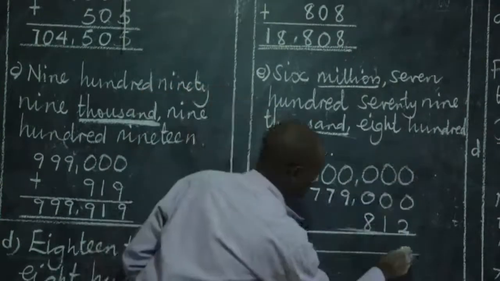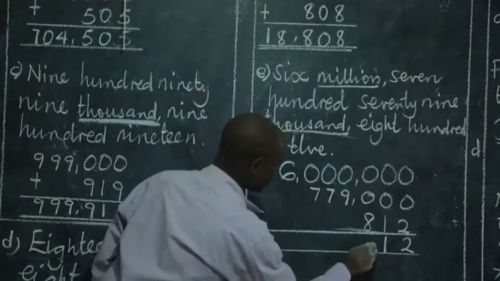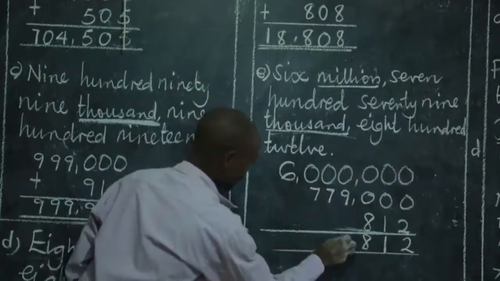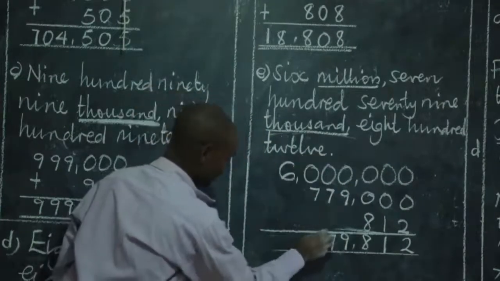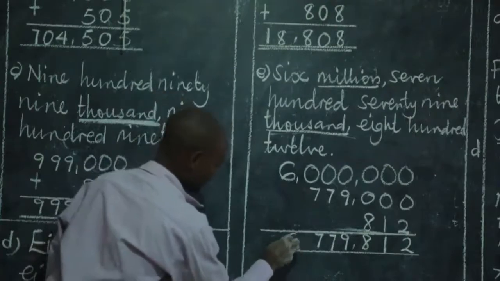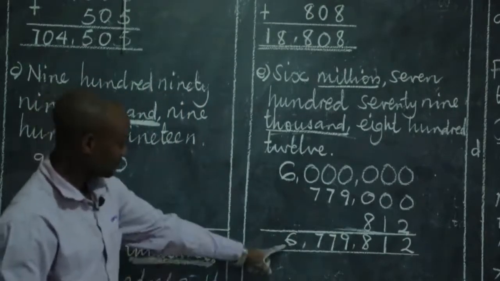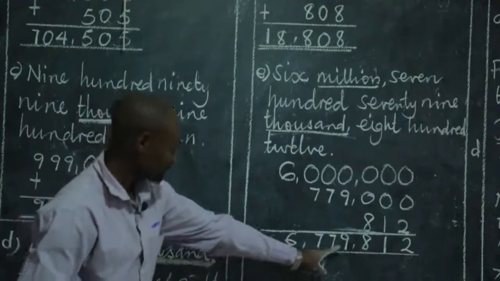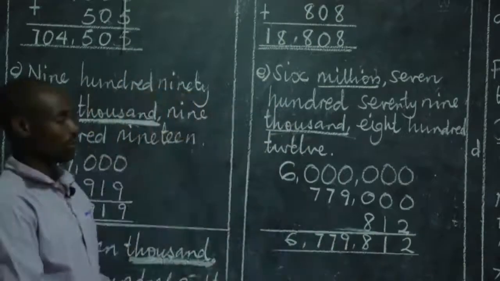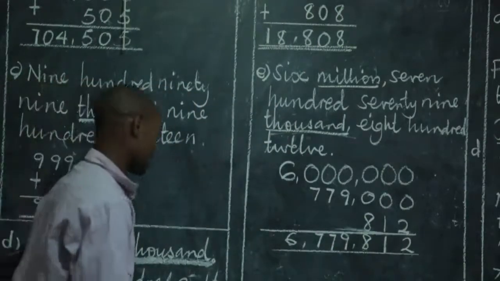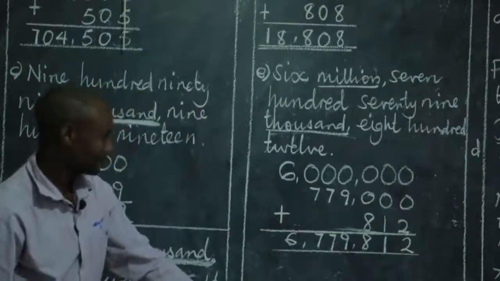So when we add here, we are getting 2. Here what do we get? 1. Here what do we get? 8. Here what do we get? 9. What do we get? 7. What do we get? 7. What do we get? 6. Go back and read your number. So this one becomes 6,779,812. Does it match the words which I have given you? Yes. But don't forget that we get this by adding.